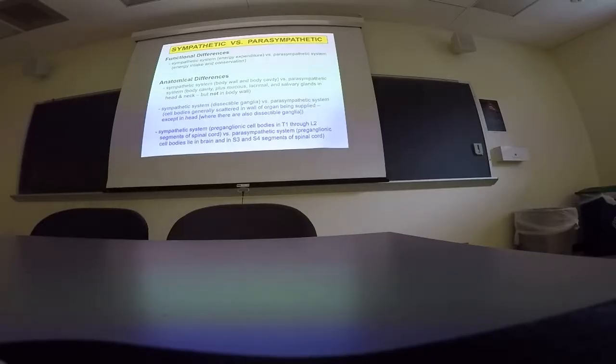There are obviously differences in the distribution of the sympathetic system and the parasympathetic system. Sympathetics are in the body wall and the body cavity. Parasympathetics are mainly in the body cavity, but they do innervate mucous, lacrimal, and salivary glands in the head and the neck, but they don't do much in the body wall. Parasympathetics don't go to the body wall. The sympathetic system has dissectable ganglia, right? We saw a lot of those, all those paravertebral ganglia going up and down the spinal cord.